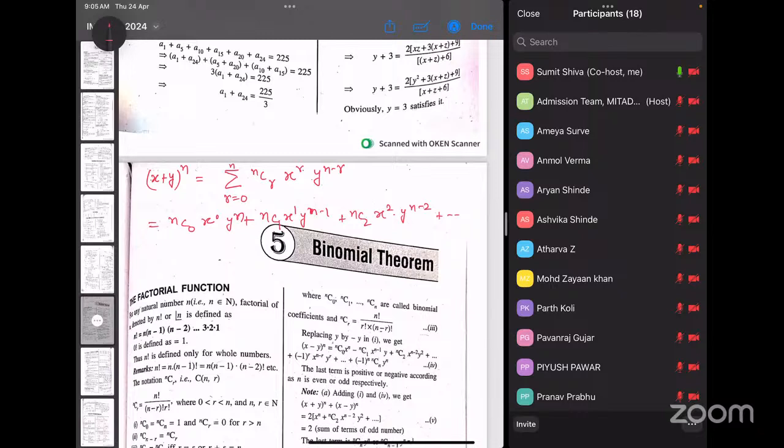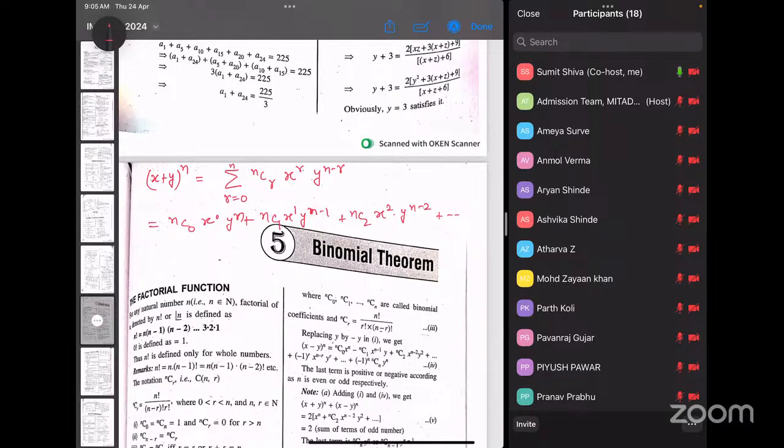If I have (a + b) raised to power 0, the number of terms will be 1. If we have (a + b) raised to power 1, the answer will be a + b, which means 2 terms. If we have (a + b) raised to power 2, it will be a² + 2ab + b², which means 3 terms. So from this reasoning, we can clearly state that in binomial expansion, the total number of terms will be equal to the power plus 1, that is n + 1.